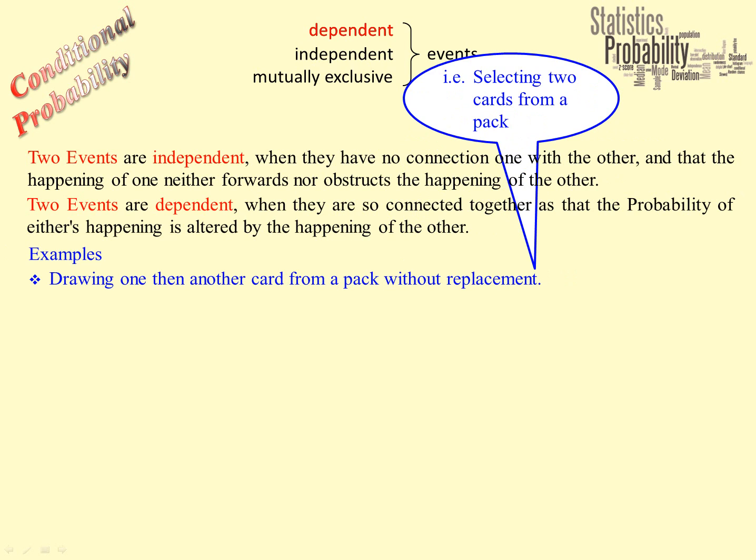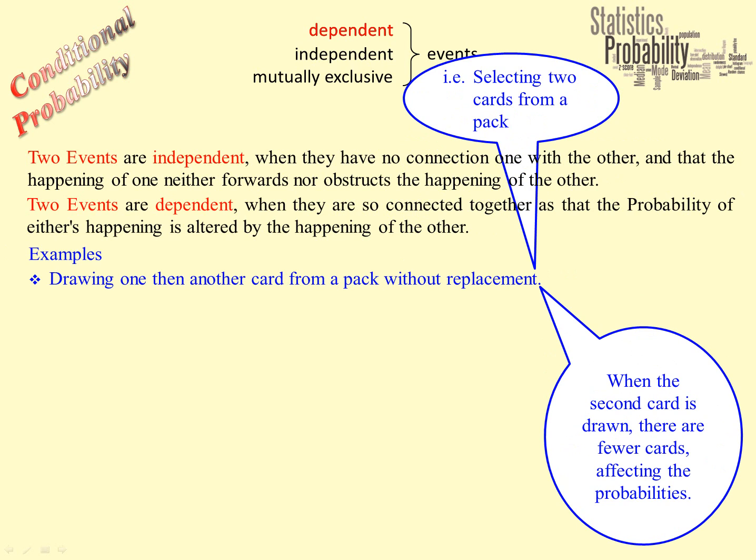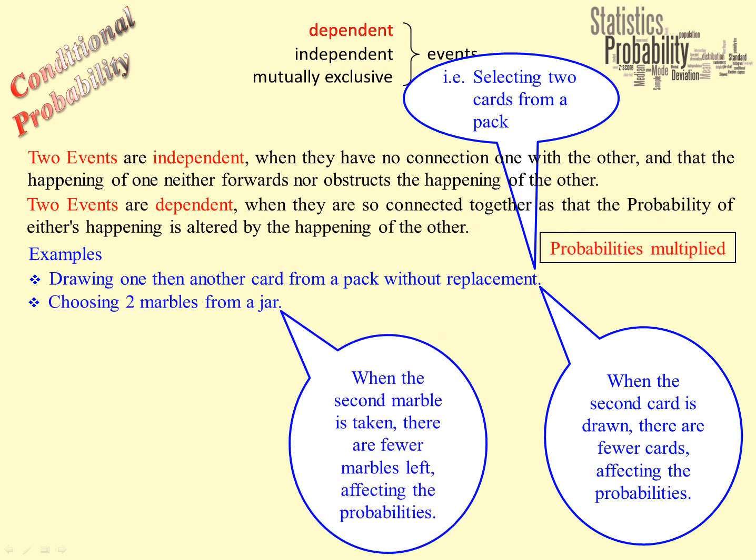Drawing one, then another card from a pack without replacement. So selecting two cards from a pack, and when the second card is drawn, there are fewer cards affecting the probabilities. Choosing two marbles from a jar. When the second marble is taken, there are fewer marbles left affecting the probabilities. In this case, same as with independent events, the probabilities are multiplied. But there are complications because this is conditional probability.